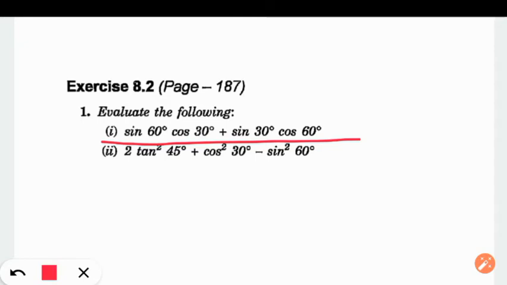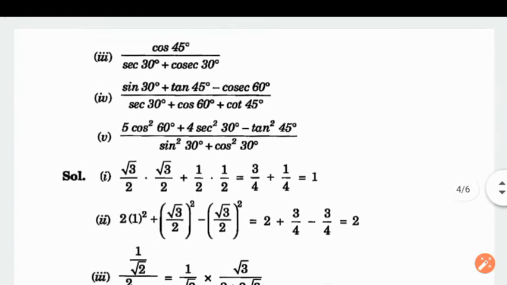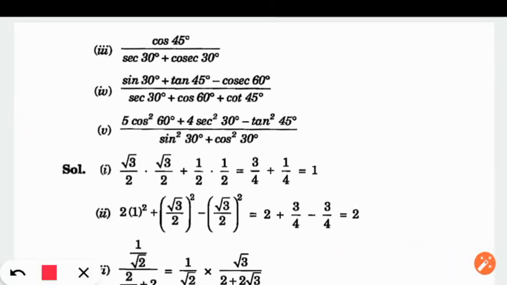After practicing many questions, you will automatically memorize that the value of sine 60 degree is root 3 by 2, the value of cos 30 degree is root 3 by 2, the value of sine 30 degree is half, the value of cos 60 degree is half. So write all their values, and you will get root 3 by 2 into root 3 by 2 plus half into half, and after simplification we got 1.